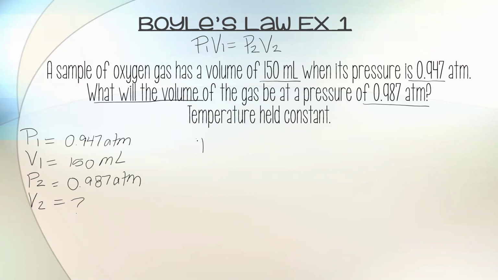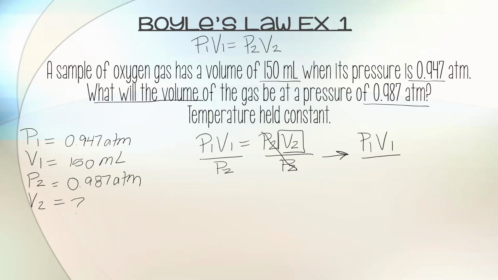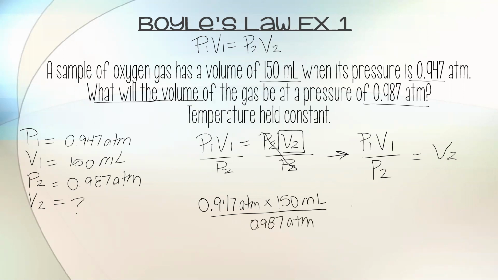So I'm going to take Boyle's law, and I'm solving for V2. So I need to get V2 by itself. So I'm going to divide both sides by P2. That cancels it out. So I'm left with P1 V1 over P2 equals V2. Now I can just plug in. Units are important, don't forget them. So P1 times V1 all over P2 will give us V2.